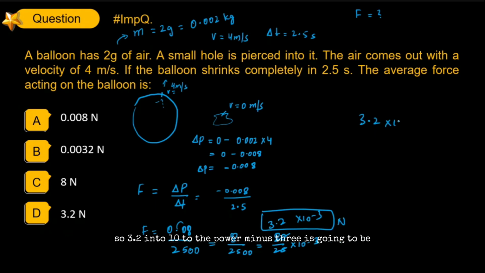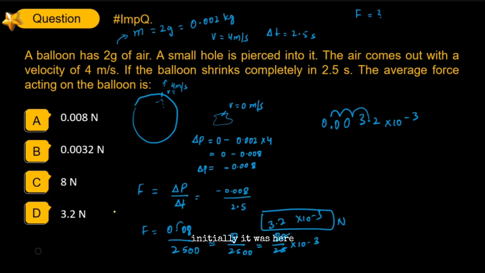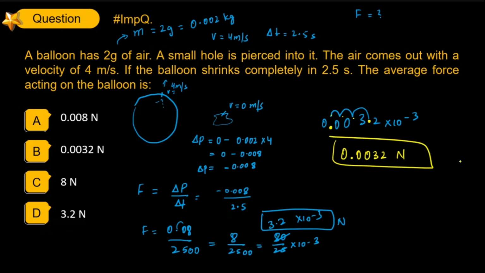So 3.2 into 10 to the power minus 3 means this point has to be shifted 3 decimal places. Initially it was here. Minus 3 means we have to shift this point 3 places back. So 1, 2, 3, here it came. So 0.0032 newtons is the answer. That is this option.